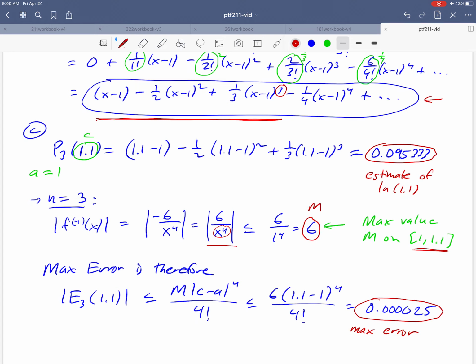So to sum it up again, there were two parts to our answer to C. There was this number, which is our approximation of ln of 1.1. And the number that we found down here gives us the maximum error. That's how close our approximation was. Notice that that's a pretty good approximation. 0.000025 is a pretty small number. And you might look back at part B and ask yourself which approximation was better, the one that we got in B or the one that we got in C. I'll let you think about that.